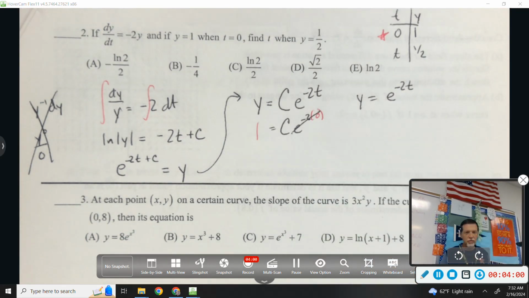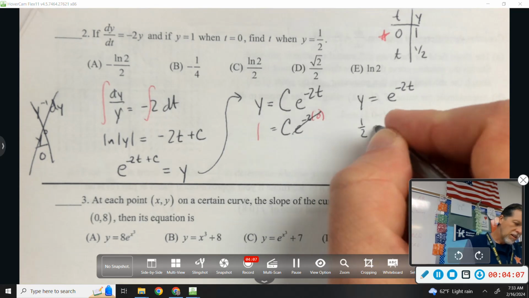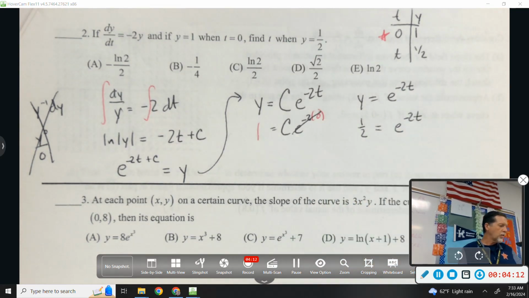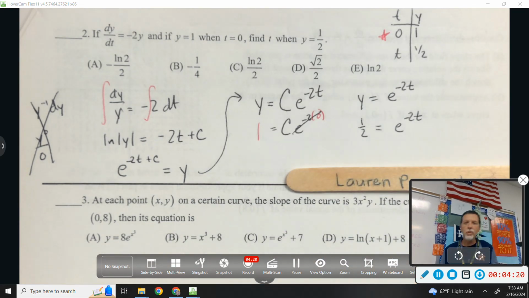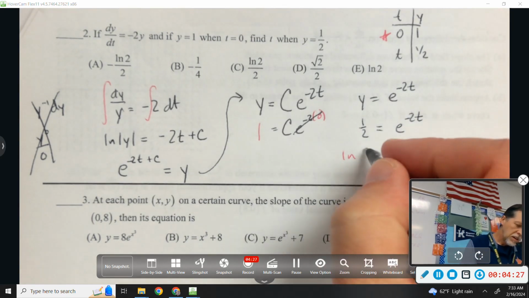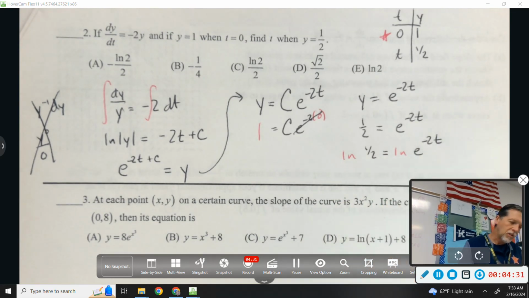So there's my solution to that problem, but the question they ask is, find t when y is 1/2. So 1/2 equals e to the negative 2t. Uh-oh, got some algebra. Calculus is easy. Algebra is hard. Lauren, what do you want to do to algebra our way toward an answer here? Good. Let's natural log both sides. So natural log 1/2 equals natural log e to the negative 2t.